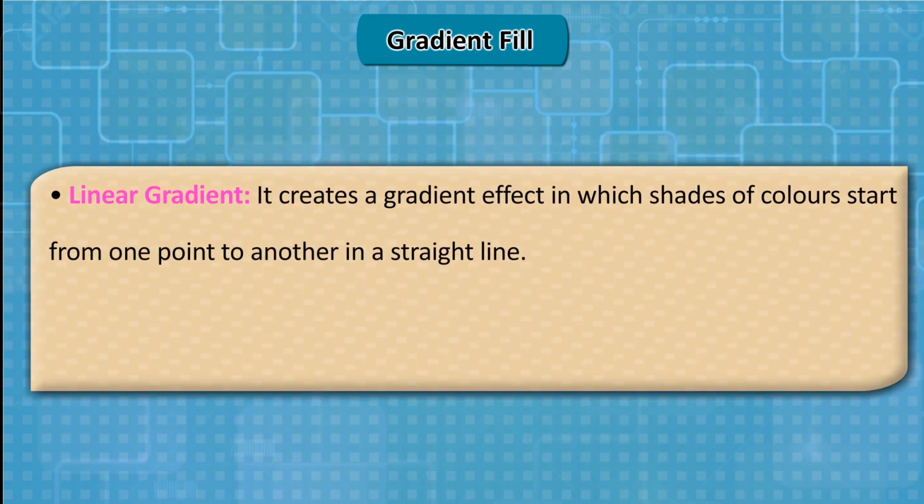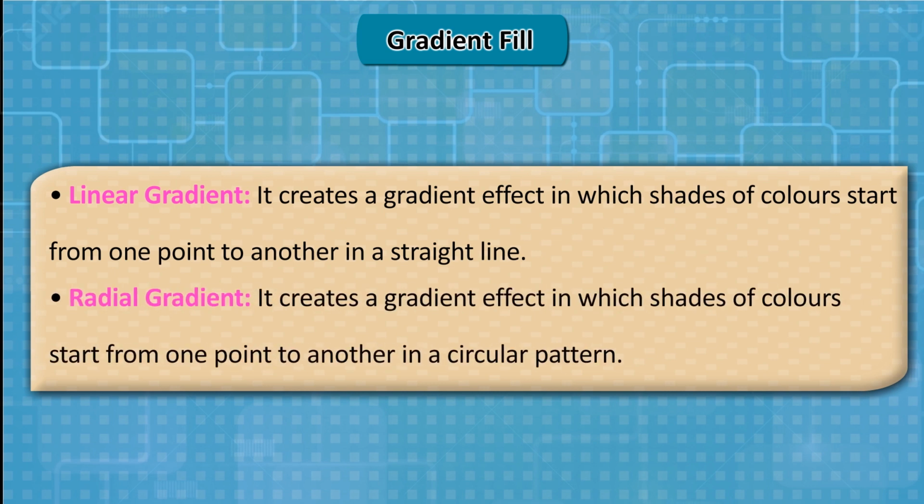Linear gradient. It creates a gradient effect in which shades of colors start from one point to another in a straight line. Radial gradient. It creates a gradient effect in which shades of colors start from one point to another in a circular pattern.